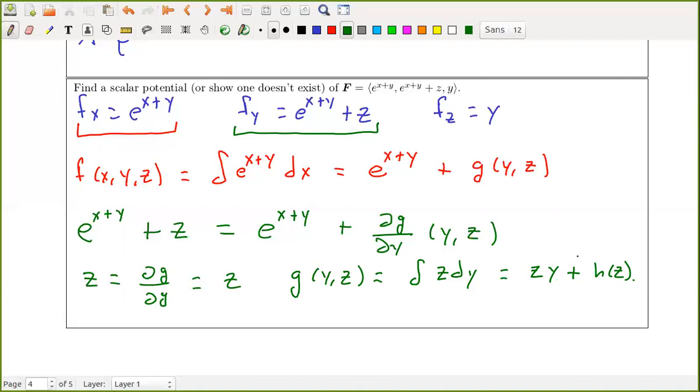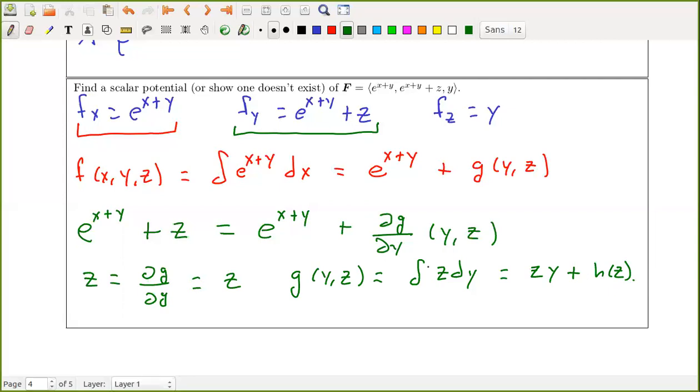So g of y, z is equal to zy plus a function of z. Again, because if you take the derivative of this with respect to y, the derivative of zy is equal to z, and the derivative of h of z with respect to y is equal to 0. And you'll get z, which is the derivative of g with respect to y. So g of y, z is equal to zy plus h of z.